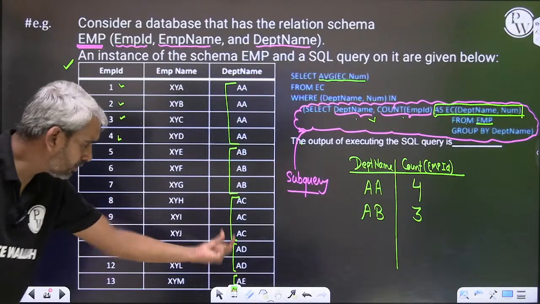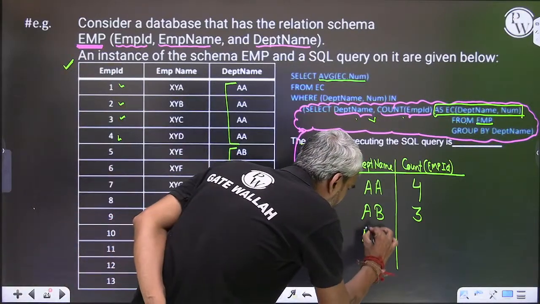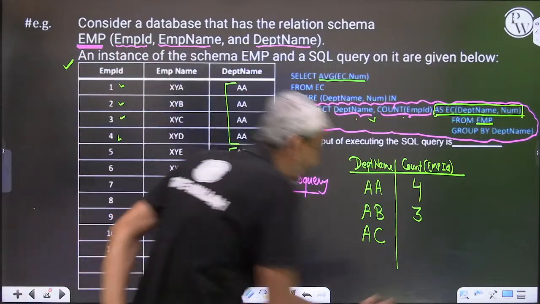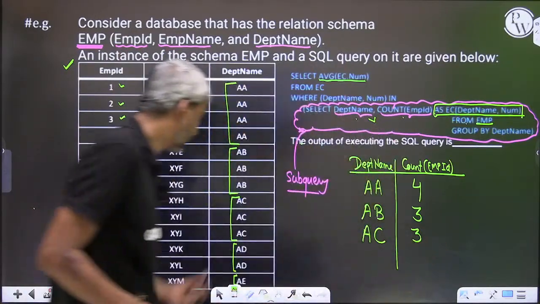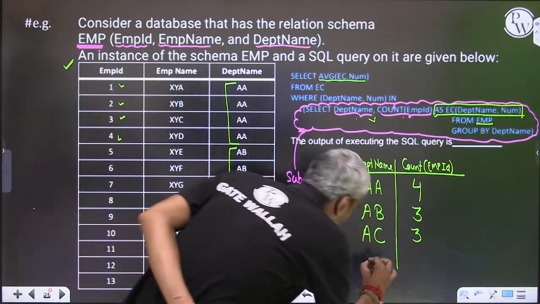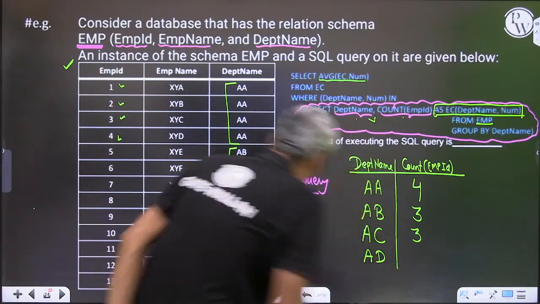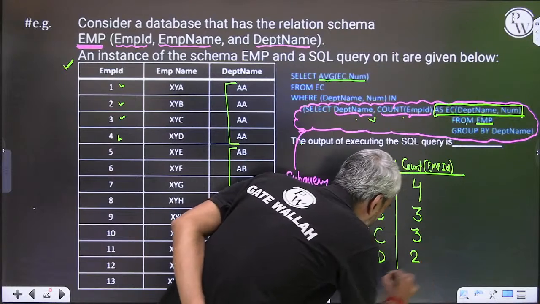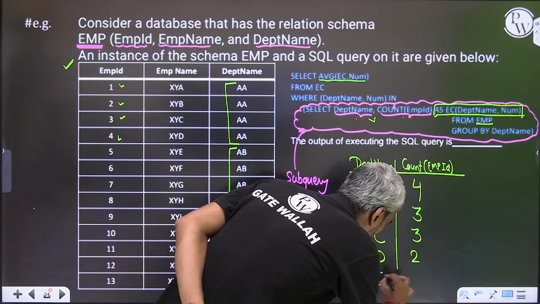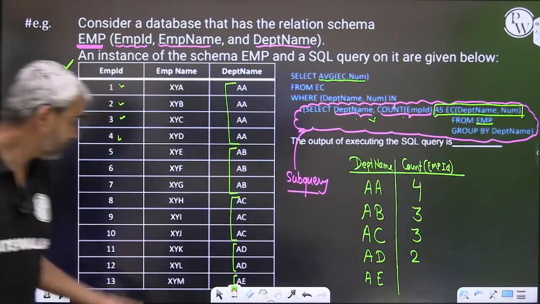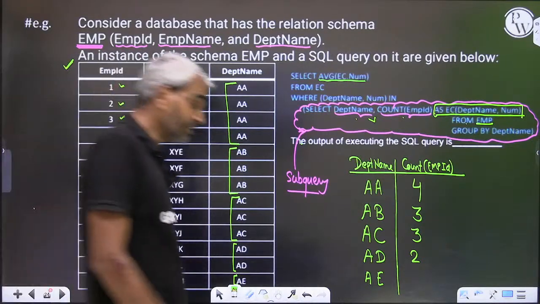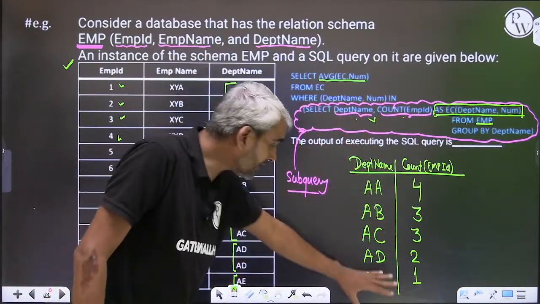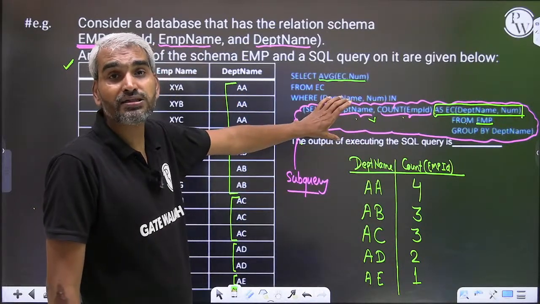The third group is department name AC, and the number of employee IDs in the department AC is also 3. The fourth group is department AD, and the number of employee IDs in the department AD is 2. Then we have AE as the last department name, and the number of employee IDs in the department AE is 1. So this will be the output of this subquery.